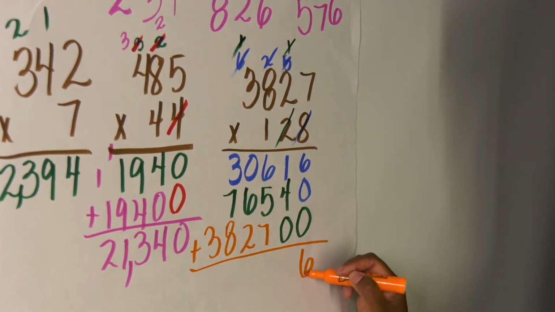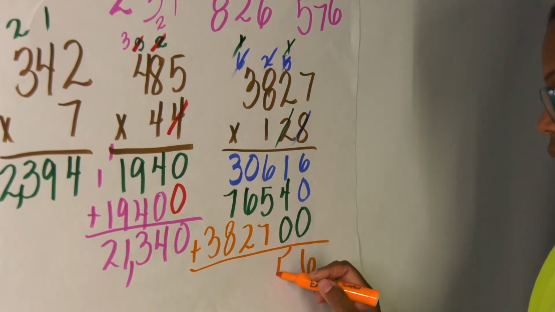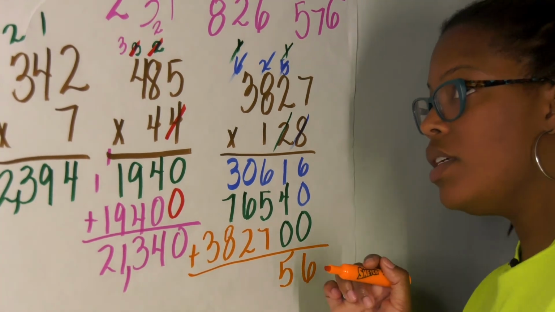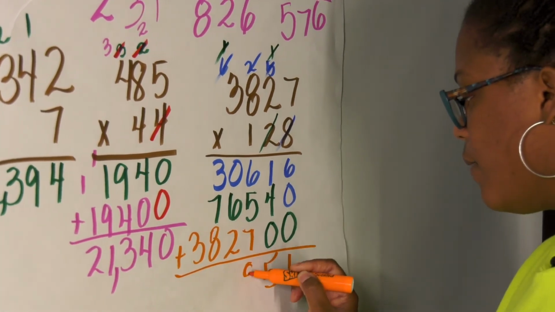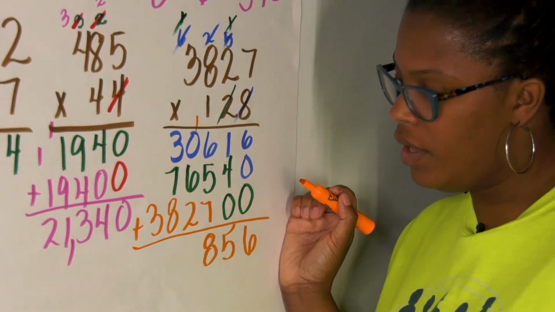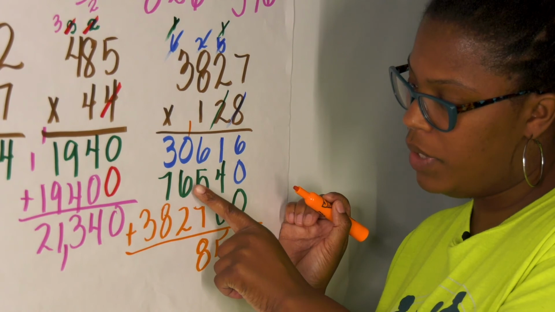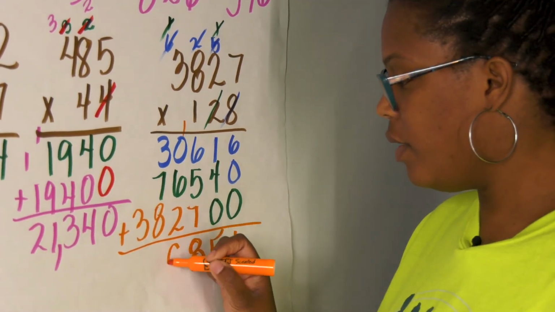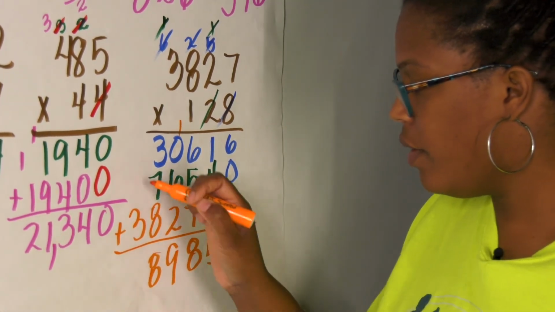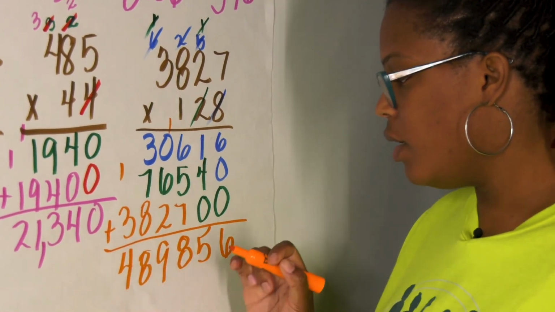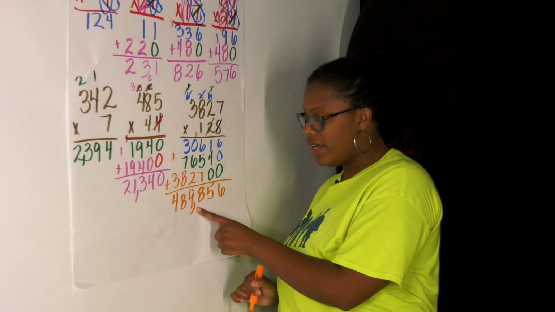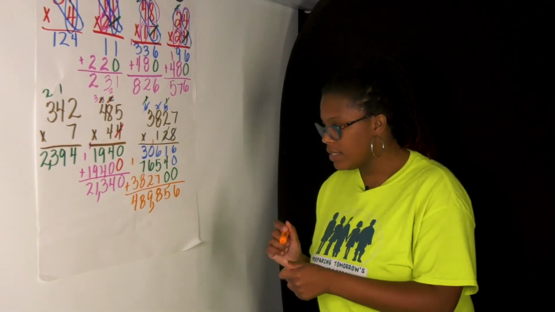6 plus 0 and 0 is 6. 1 plus 4 plus 0 is 5. 6 plus 5 is 11. 11 plus 7 is 18. Carry the 1. 1 plus 0 is 1. Plus 6 is 7. Plus 2 is 9. 3 plus 7 is 10. Plus 8 is 18. Carry the 1. And 1 plus 3 is 4. Don't forget 3 digits over, and then you put your comma. 489,856. Okay?